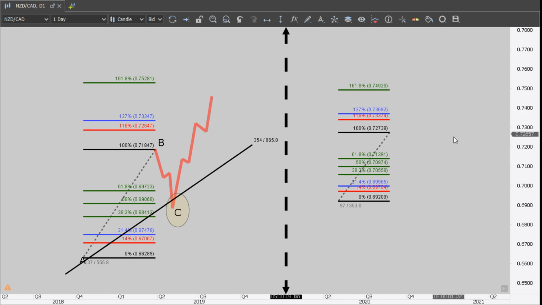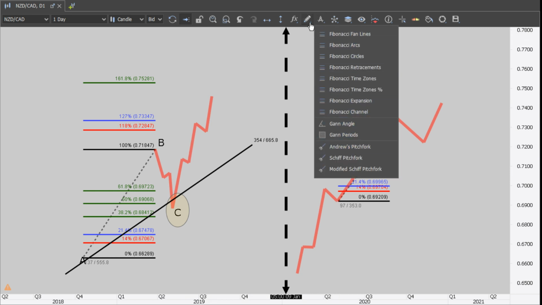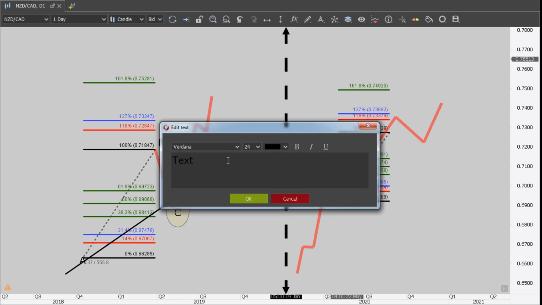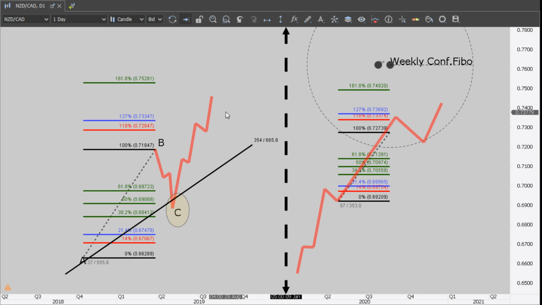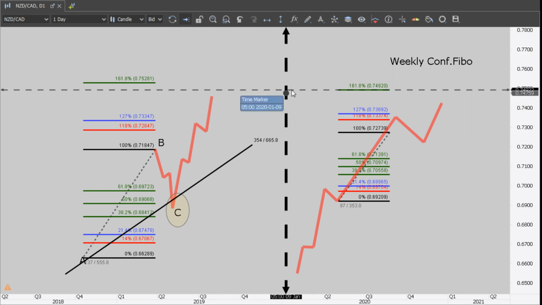Let's say like this. Okay, so on the left you have a daily Fibonacci, on the right you have a weekly Fibonacci of the confirmation. Weekly conf Fibo. Okay, where should you profit take? Should you profit take at 0.74922 or should you profit take at 0.75218? What do you think?